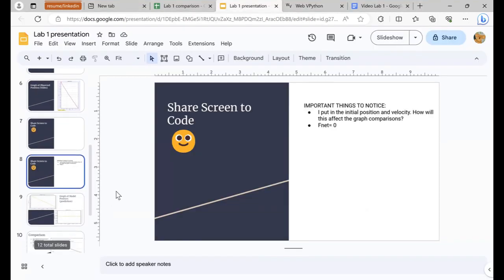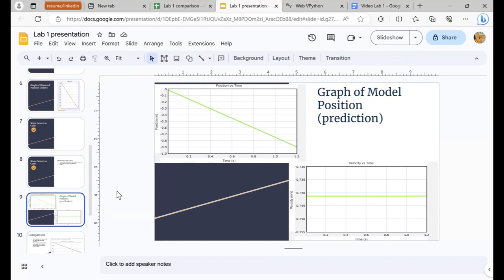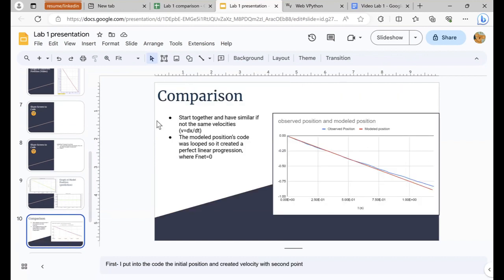Okay. Important things to notice from that code is that F net equals 0 because the velocity is constant. I also, like I said, I put in the initial position of velocity, and that affected the graphs in the comparison. All right, so in this comparison, we see that they both start at 0, and they're pretty consistent, but the model position has more of a constant velocity because it's a code that's being looped together to create that perfect linear progression where F net is 0, whereas mine may have other factors, and it's not going to be as consistent with my video.